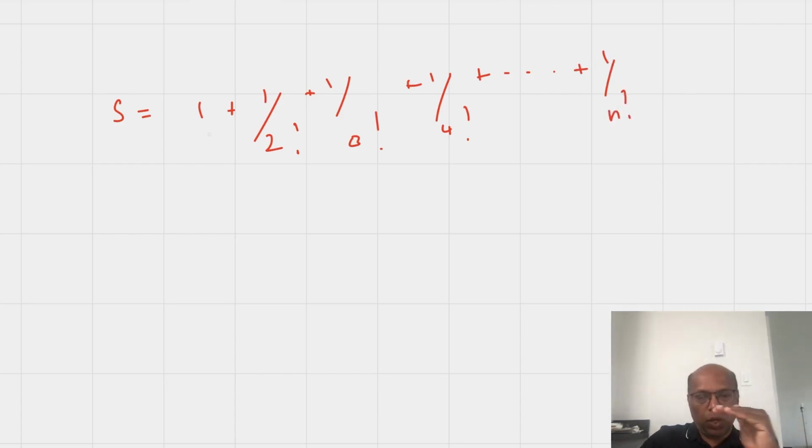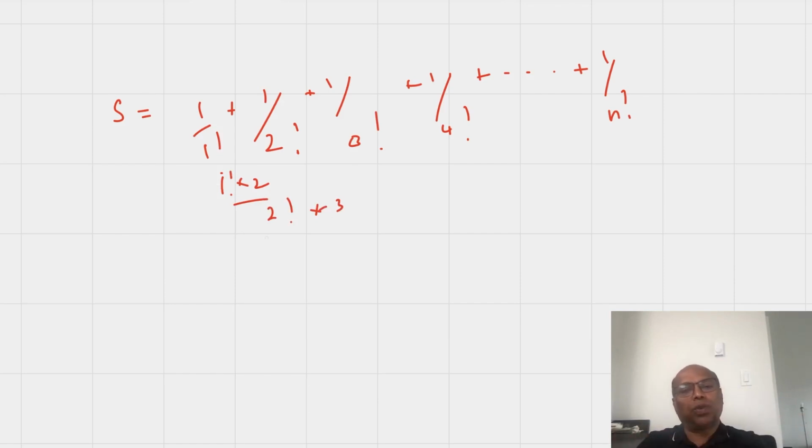Same, my numerator is constant. My denominator is first 1 factorial, then 2 factorial. What is 2 factorial? 1 into 2. 1 factorial into 2 is 2 factorial. What is 3 factorial? 2 factorial into 3 is 3 factorial. What is 4 factorial? 3 factorial into 4 is 4 factorial. That means whatever the previous factorial I have, multiply with the next number and get a new factorial. I need to add it.